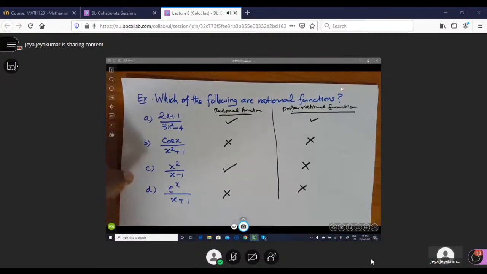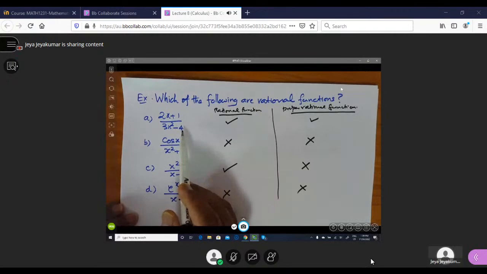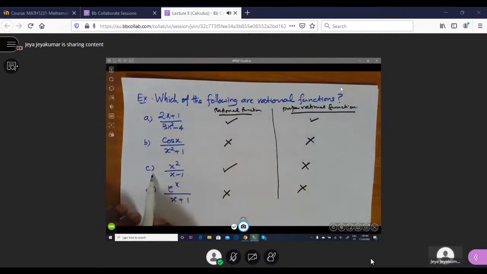Okay? So rational function means the numerator and denominator are polynomials. Here's a polynomial, 3x squared minus 4. There's no x term here. What's the difference between proper rational and normal rational? That's the difference here. If you look at part C, that's a rational function, but it's not a proper rational function because the degree of the polynomial at the top is not less than the degree of the polynomial at the bottom. Degree means the highest power of the x term in the polynomial.